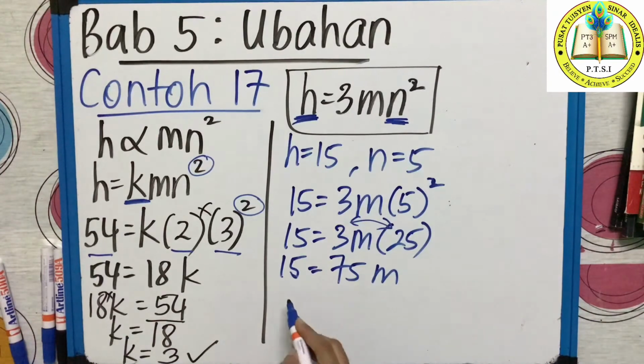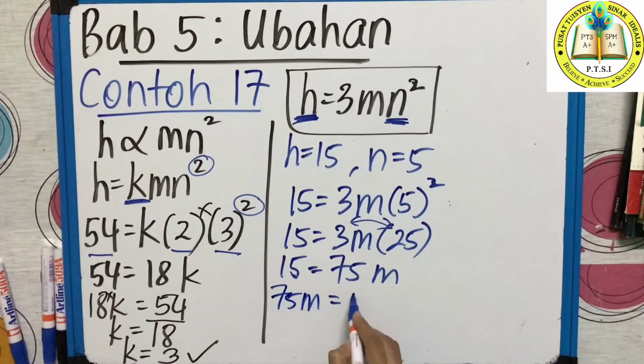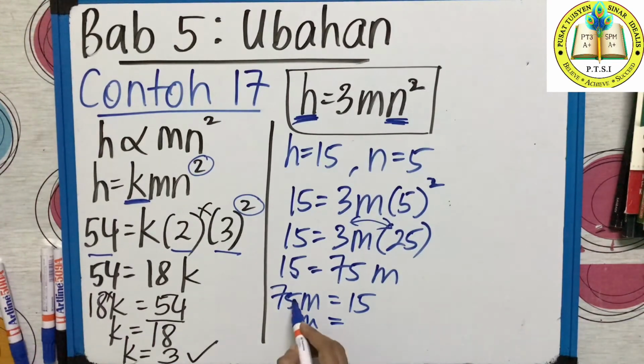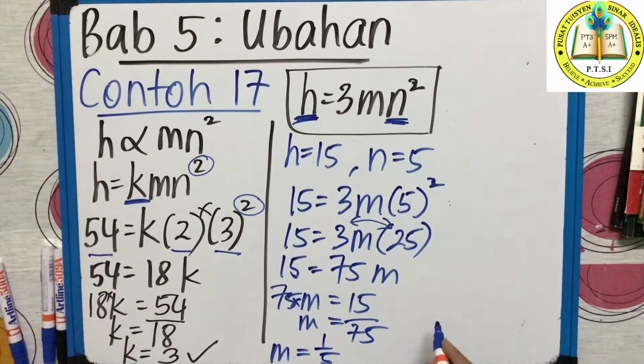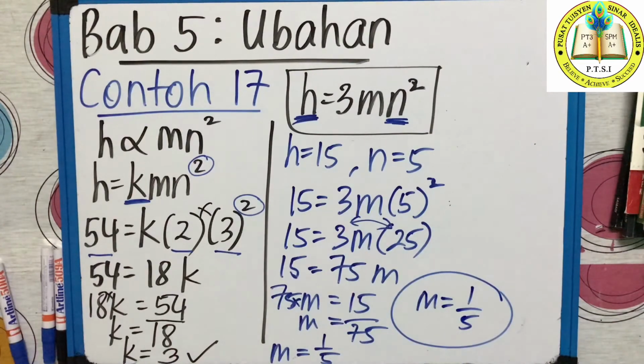Go to the left hand side. So, 75M sama dengan 15. So, M sama dengan 15 times 75, go there, divide 75. So, M is equal to 15 over 75, you get 1/5. So, jawapan adalah M sama dengan 1/5. This is your SPM question.